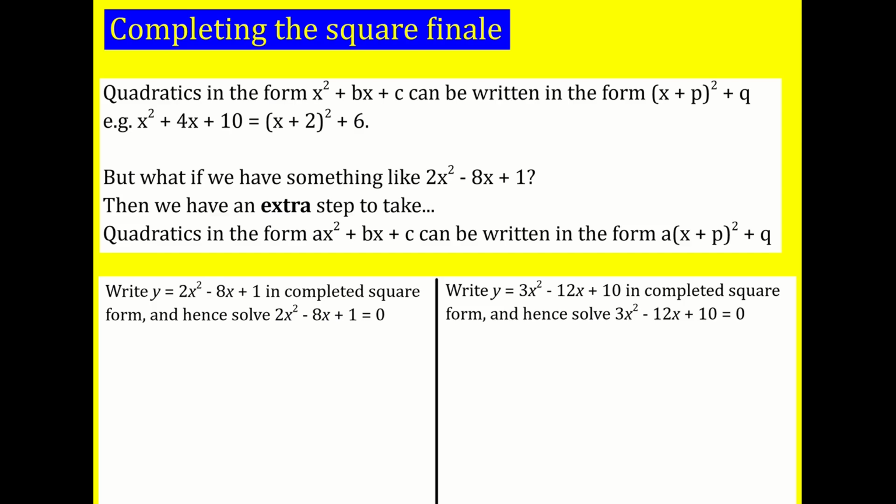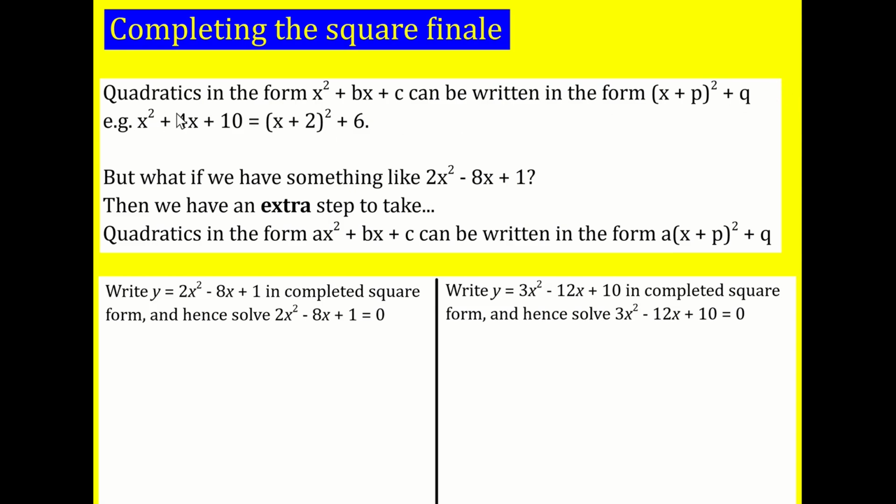Hi, today we're going to get to the finale of completing the square. Just a reminder, we can take quadratics in the form x squared plus bx plus c. Generally you're given b and c as the numbers, so here's an example. And we can write it in this form here, x plus p all squared plus q. P and q are some other numbers.